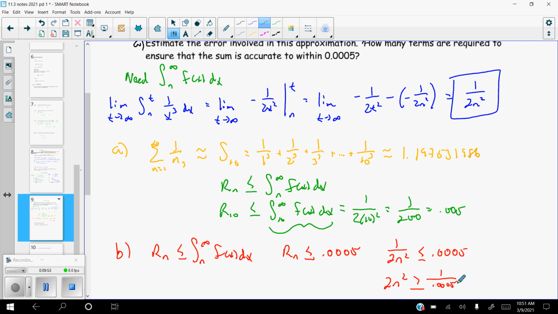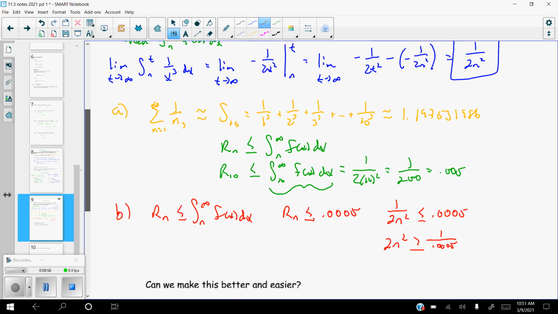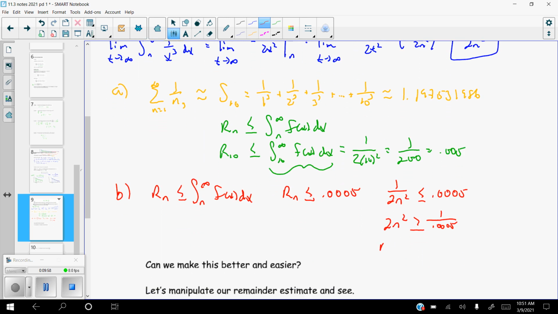And then if you were to divide both sides by 2, you're going to get that n squared is greater than or equal to 1 over 2 times 0.0005, which is equivalent to 1,000. That's what 1 over 2 times 0.0005 is. So then I would have to take the square root on both sides, and I would get that n is greater than or equal to the square root of 1,000, which works out to be approximately 31.62.